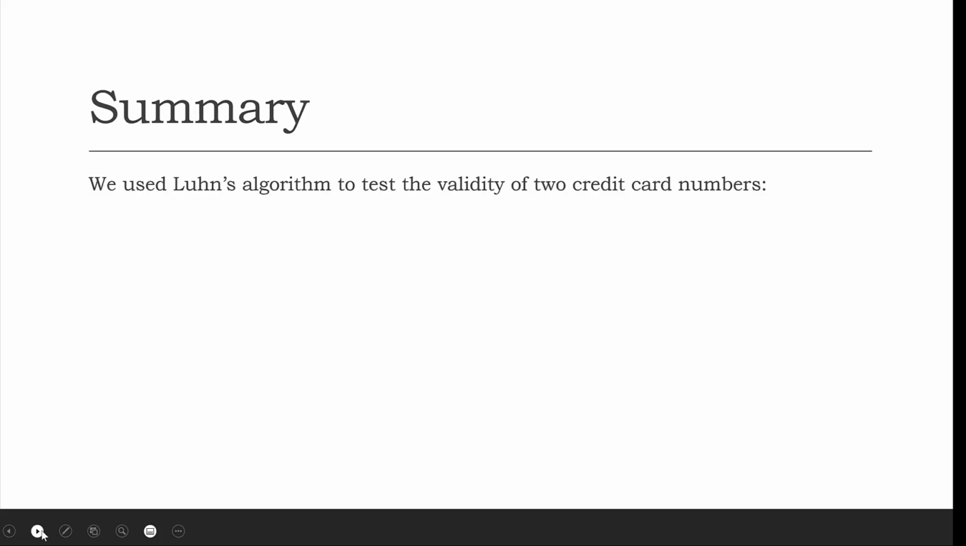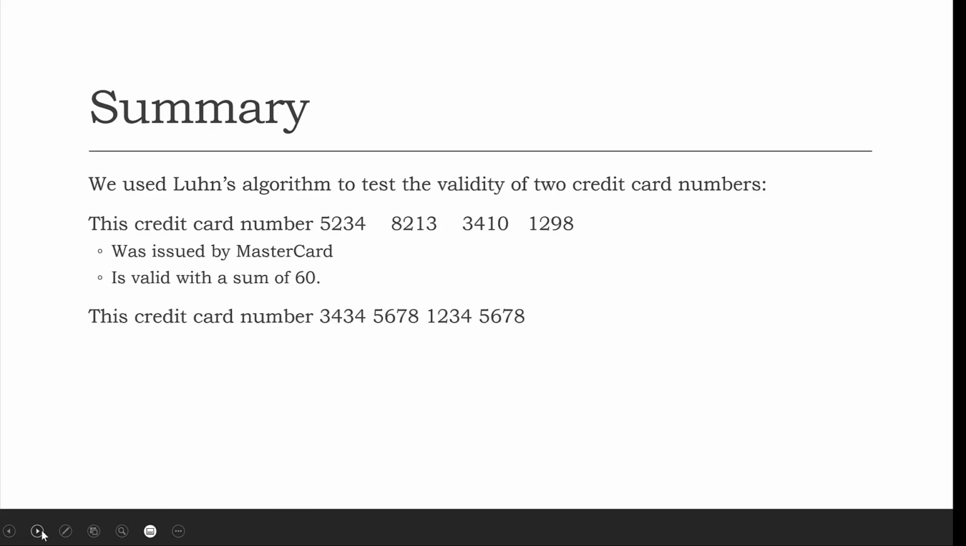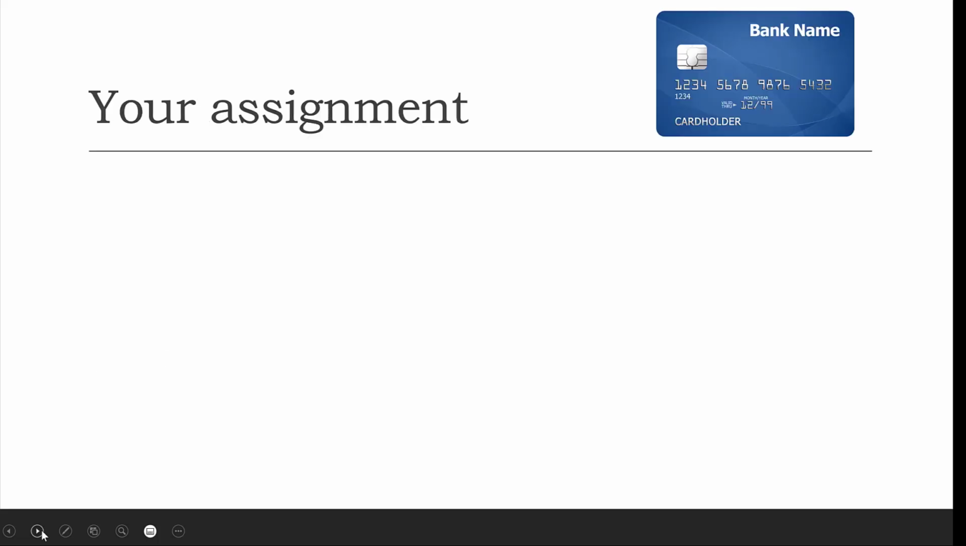So to summarize, we tested the validity of 2 credit card numbers. Here's the first number we tested. It was issued by MasterCard. We came up with a sum of 60, and we said it was a valid credit card because it was congruent to 0 mod 10. Then we checked a second credit card, which was issued by American Express, that was not valid because we came up with a sum of 74, which was not congruent to 0 mod 10.